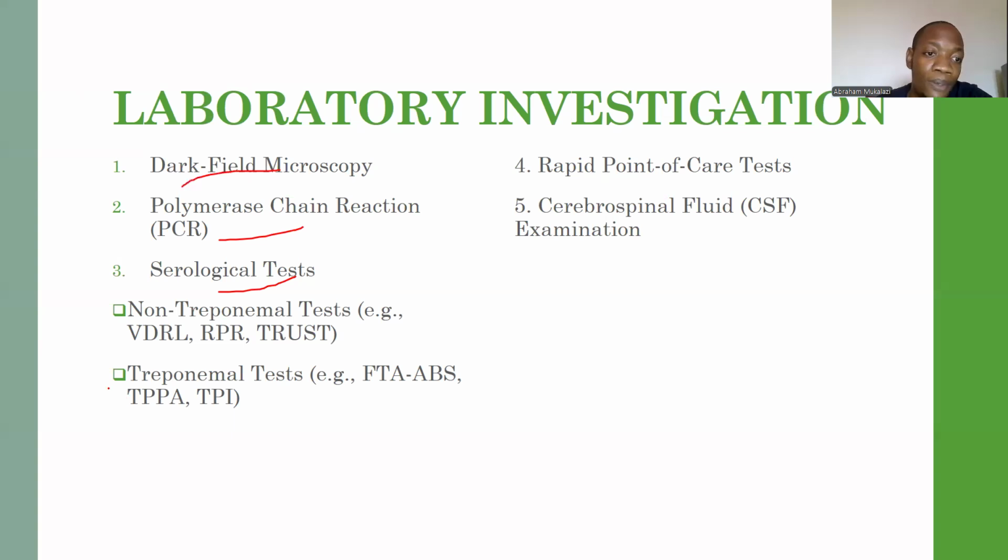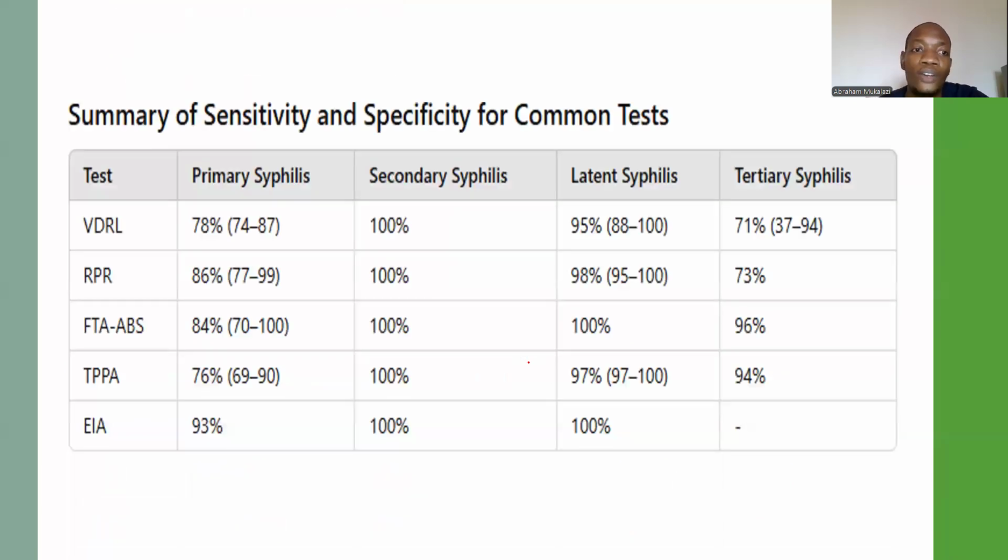So you can have the non-Treponema tests, including VDRL, RPR, and then the TRUST. Then you can also have the Treponema tests, including the FTA-ABS, and then TPPA, and then the TPI. Then you can also have the rapid point of care test. These ones are just rapid tests that someone can use to screen at home, and you can also do cerebrospinal fluid analysis that can help us diagnose nerve involvement and neural involvement.